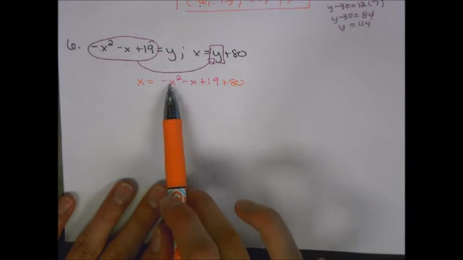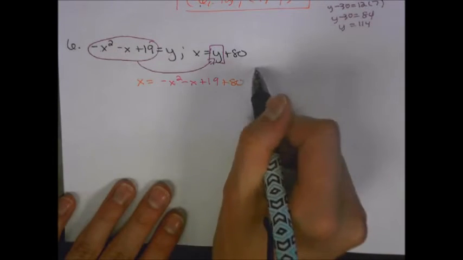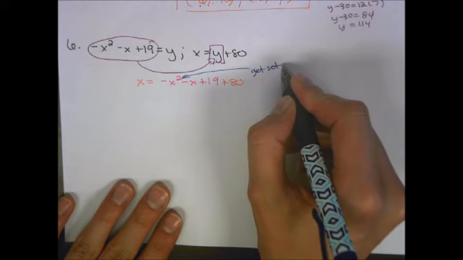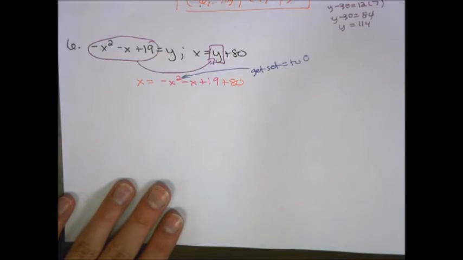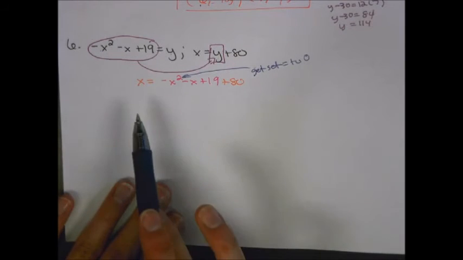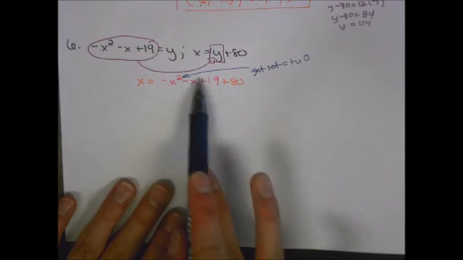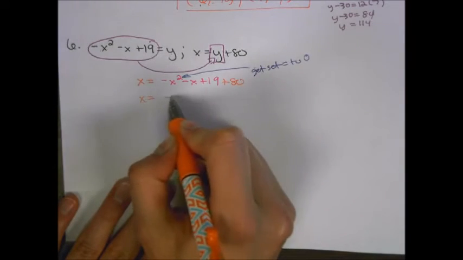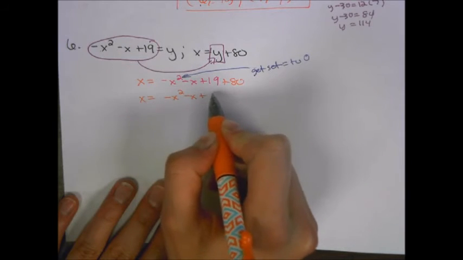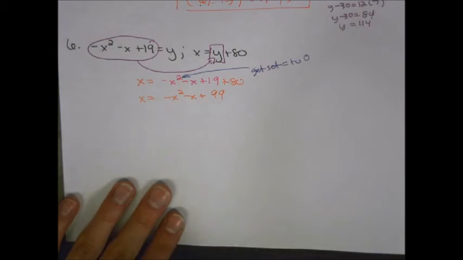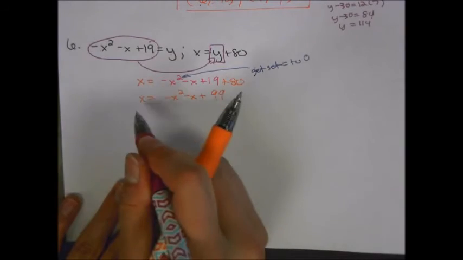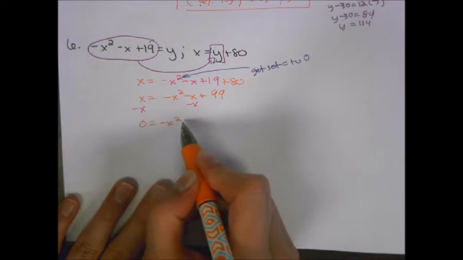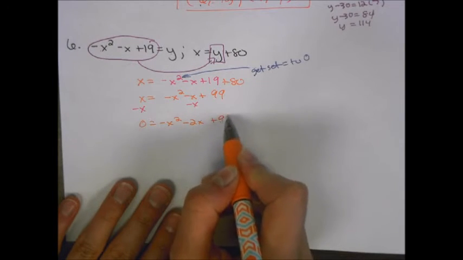Now I notice I have an x squared. So we need to get it set equal to 0, and then I need to simplify. So let's simplify first. Plus 99. I'm going to subtract this x over. I get 0 equals negative x squared minus 2x plus 99.